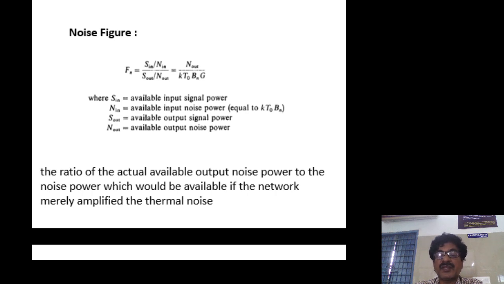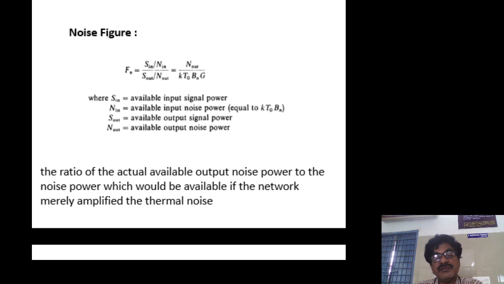By knowing the noise figure value, you can see the noise rejection capability of a given network. We can know how far the noise will be rejected by the network. By knowing the noise figure value, we can estimate up to which level the amount of noise will be rejected by the network. That information we can know from the noise figure.